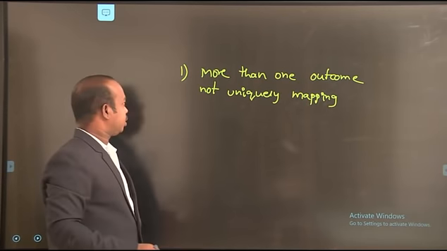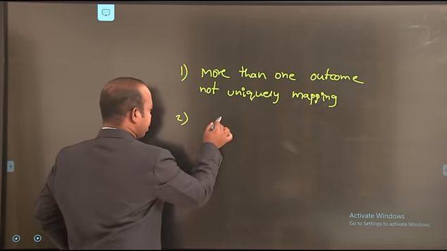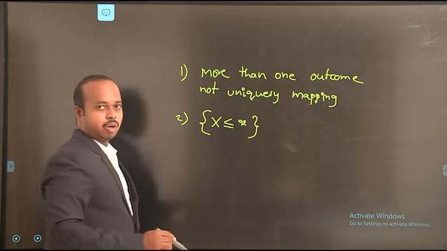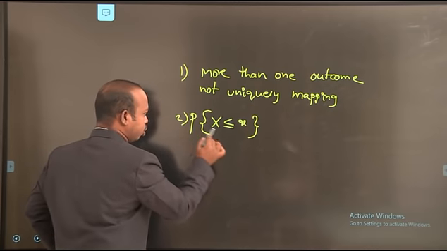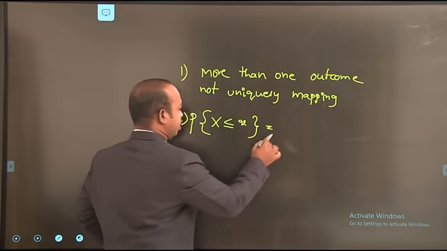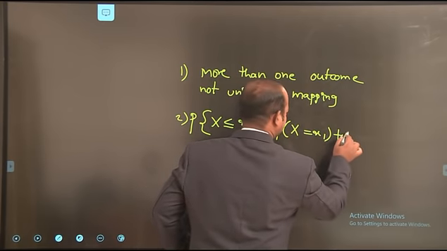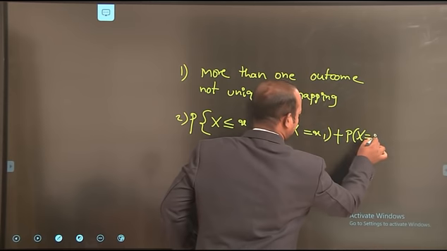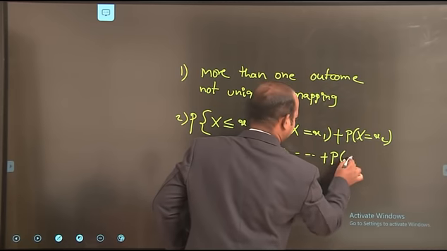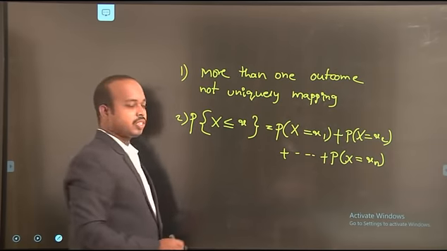This one is the first condition, and the second one is we consider one set. The set is capital X less than or equal to small x. We can take the probability for this set as equal to the summation of the individual probabilities. We write the probability of capital X equal to x1, plus the probability of capital X equal to x2, and so on, up to the probability of capital X equal to xn. This is the second condition.